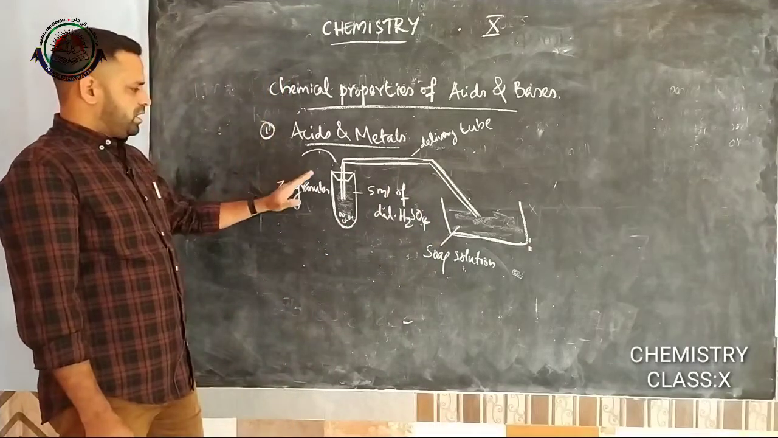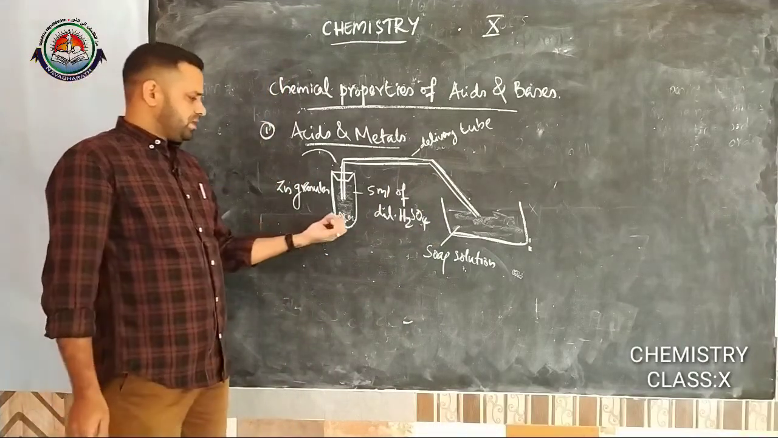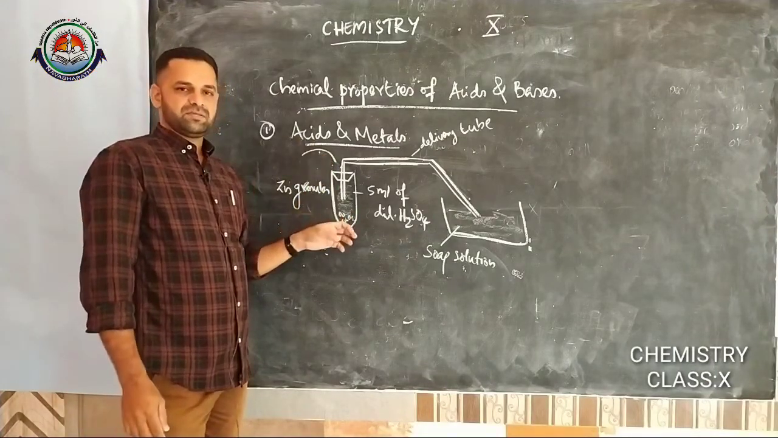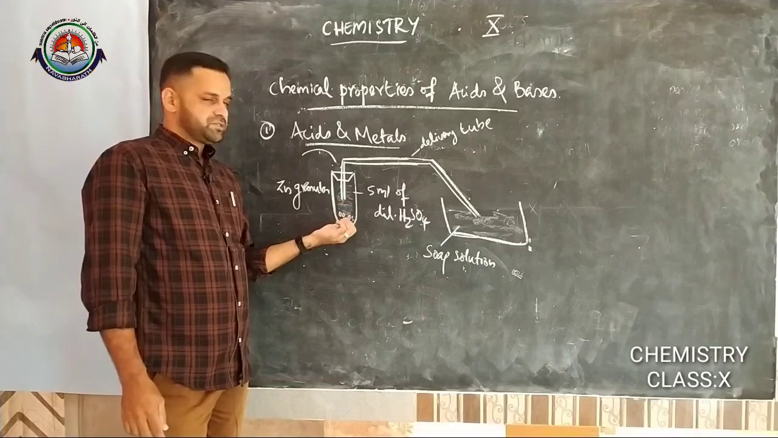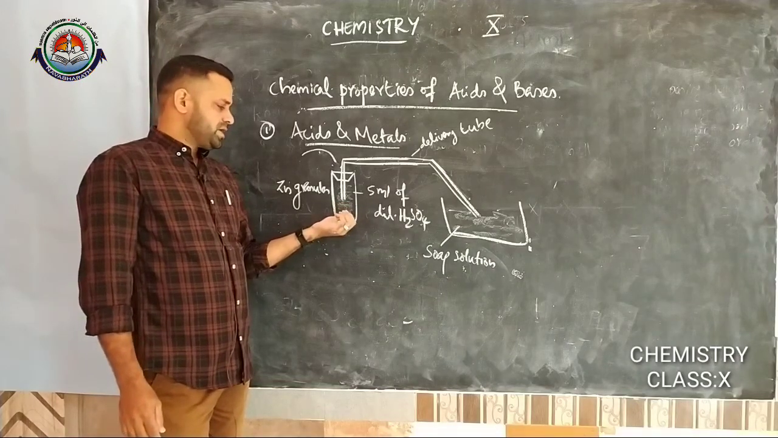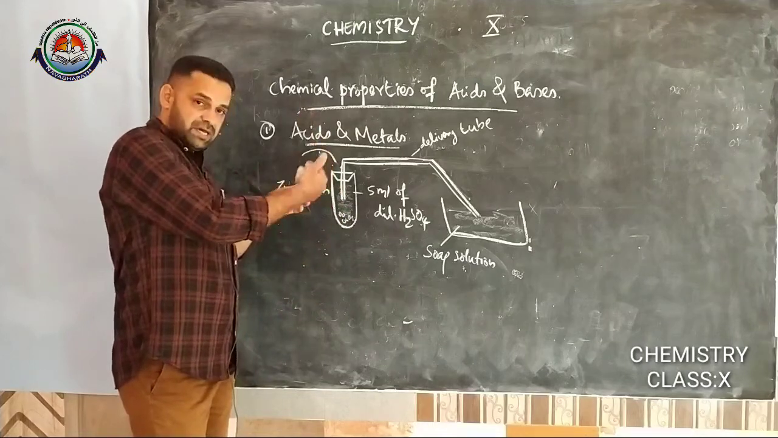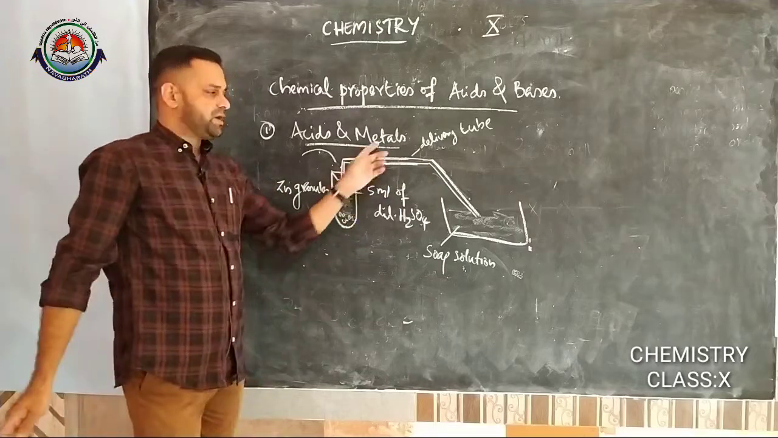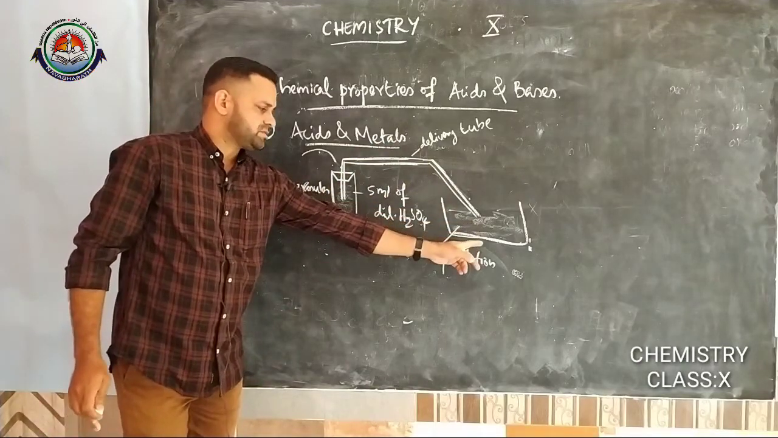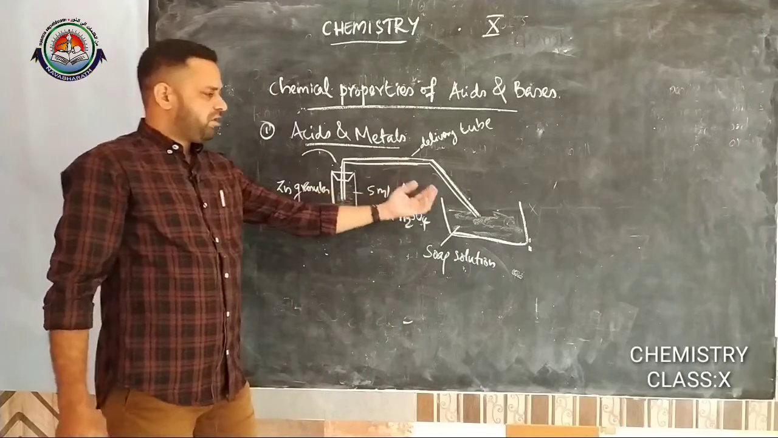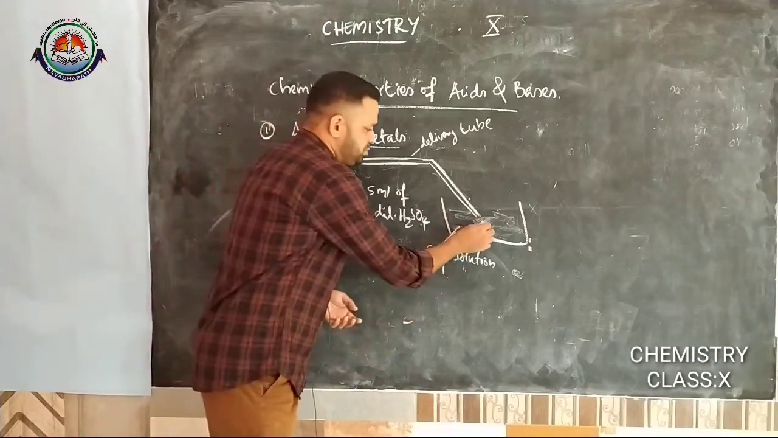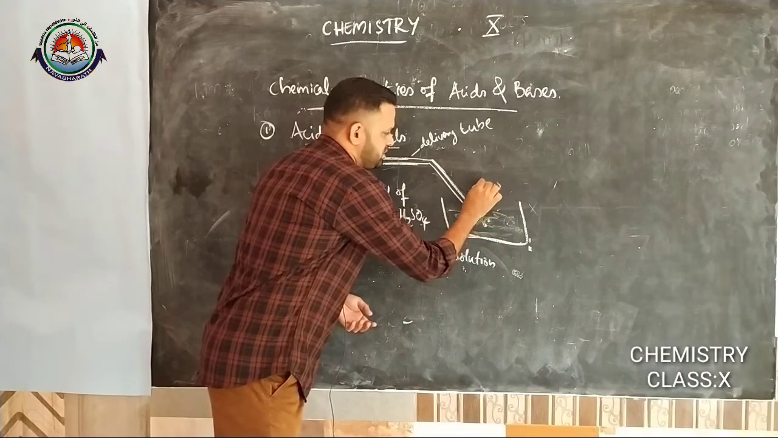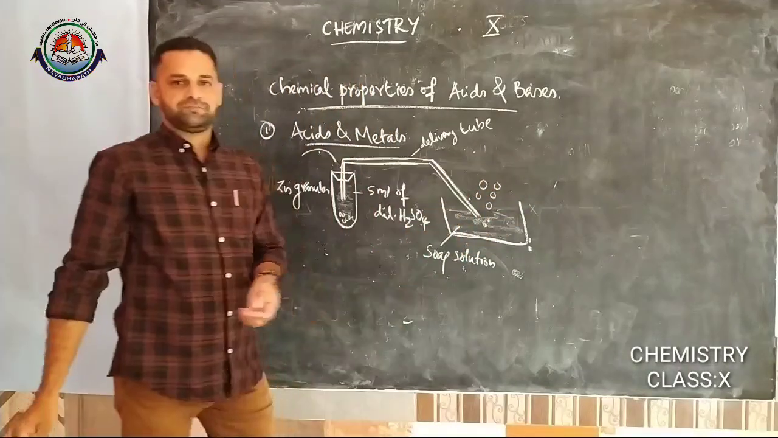So you can see that on the surface of the zinc granules some bubbles are produced, and these gases evolve and pass through the delivery tube and finally fall in the soap solution. When they fall in the soap solution, they produce bubbles, and these bubbles are evolved out.